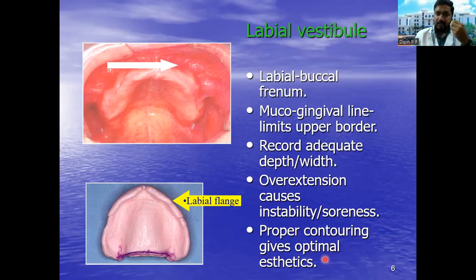When we are doing the border molding, the objectives of impression making, as we know, are retention, stability, support, and the last one, aesthetics, along with preservation of the alveolar ridge. For aesthetics, when we are doing the border molding itself, we have to create the proper support for the cheek and the lips. So the width and depth of the sulcus also influence the aesthetics of the denture. The proper contouring gives optimal aesthetics when the denture is fabricated for the patient.